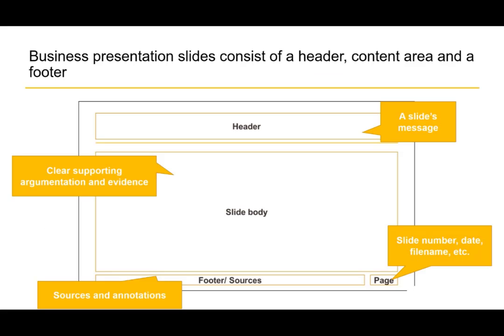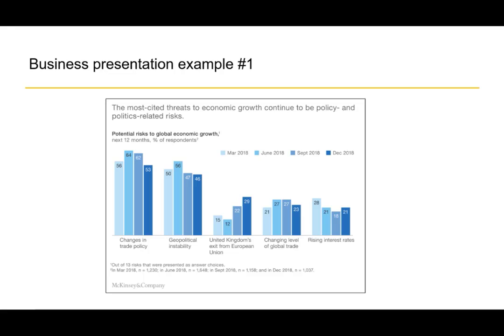Next, I want to quickly introduce on a very high level what business presentation slides look like and what each of them should have. The simplest way to structure your business presentations is to have a header, which summarizes the slide's message, and then use the slide's body to provide clear supporting argumentation and evidence to support your message. And then at the bottom, provide sources and annotations and slide numbers, date, file name, etc. But the key thing is to have the slide's message in the header and then supporting evidence in the slide's body. Let's look at a couple examples of business presentation slides and reflect on what we've just learned and said.